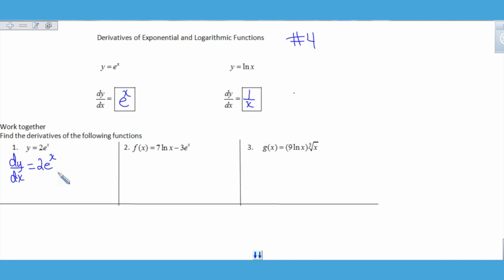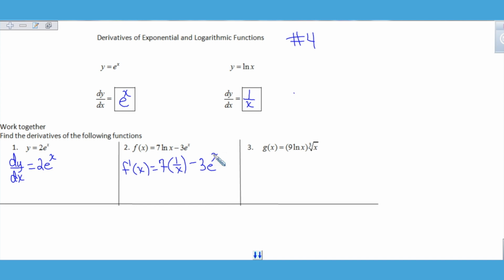All right, notice in number 2, let's change our notation to f prime of x. We have a constant times natural log. So the answer to that derivative is the constant times the derivative of natural log, which I told you was 1 over x. And then the derivative of 3 e to the x is going to be 3 e to the x. So that is the answer. Can it be that simple?